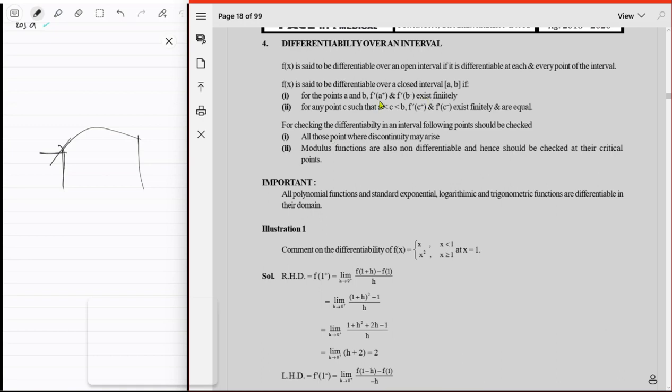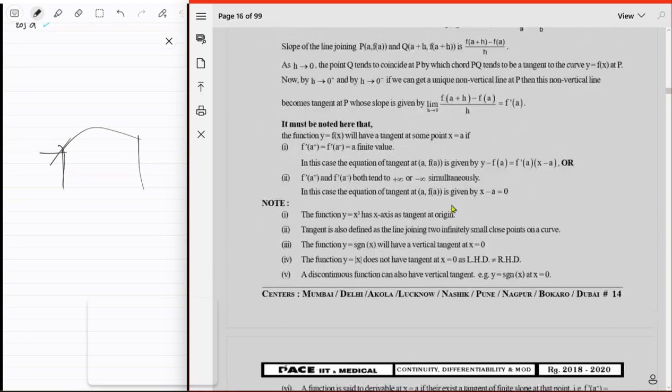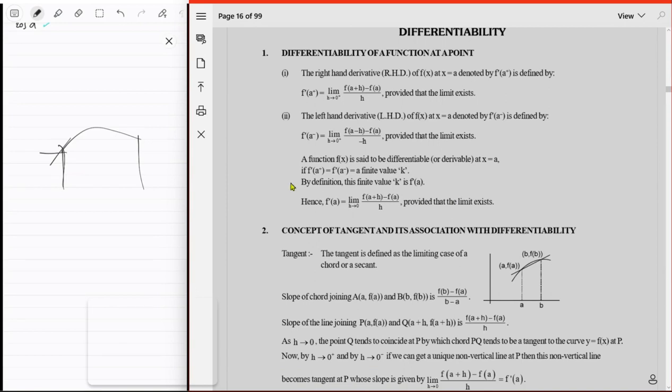So if the right hand derivative exists at this point and the left hand derivative exists at this point, then it's differentiable in this interval. At this particular point, I don't know. Can you say it's differentiable at this point? Wait, let's check the definitions once again. They didn't say anything like that. I guess it's not differentiable at that point because the derivative is not defined for this.